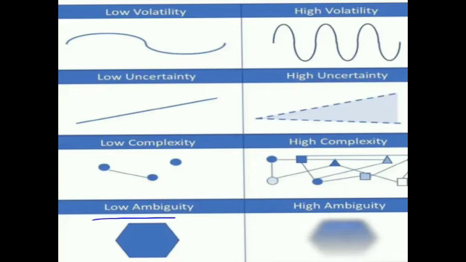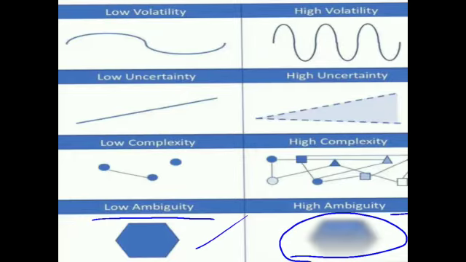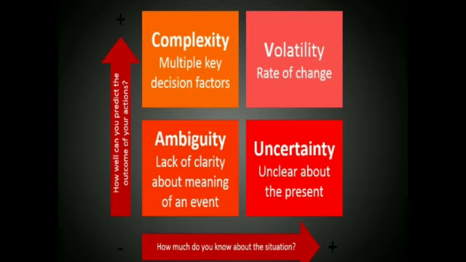So, in low ambiguity, we understand the situation and we can draw conclusions also. But in high ambiguity, we cannot have clarity. That means we cannot conclude the solutions. We cannot conclude the situations. So it is difficult to understand what the situation is. Okay, do you understand the terms?